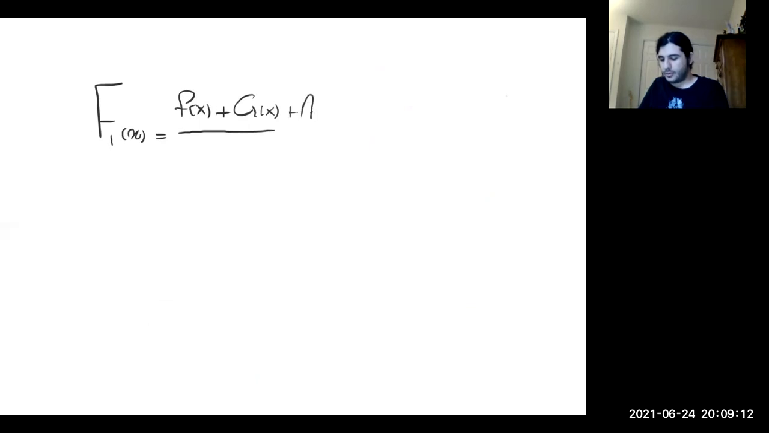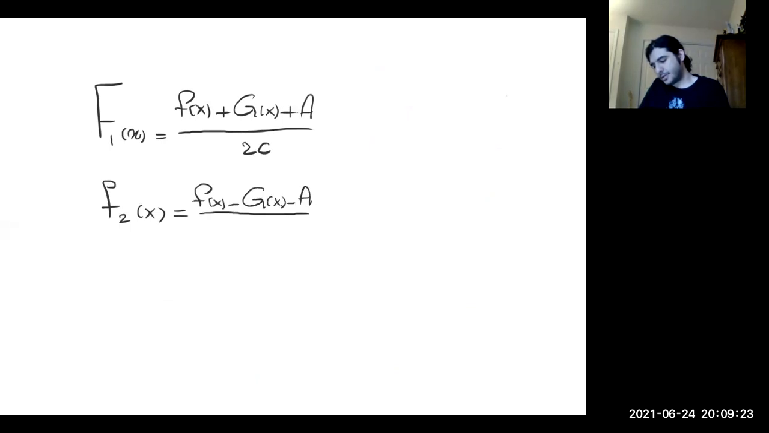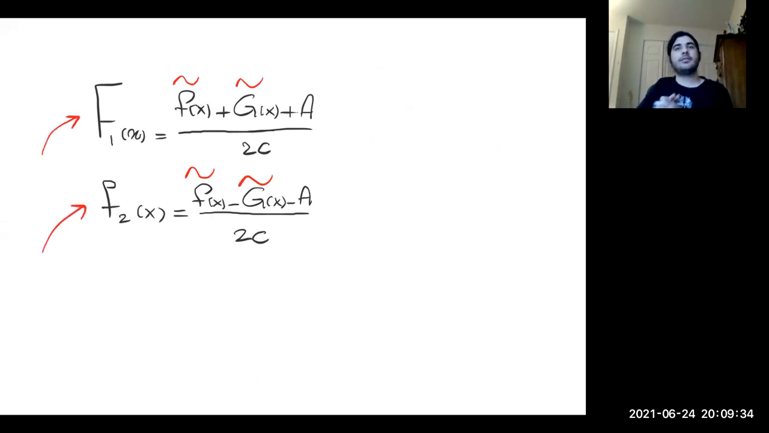So we had f1 of x. We solved this one. We saw this is equal to f of x plus g of x plus a over 2c. And we had f2 of x. It was f of x minus g of x minus a over 2c. Now, if we extend f and g to all of R, that automatically extends this function f1 and f2 to all of R too. Now it's defined everywhere. Okay.